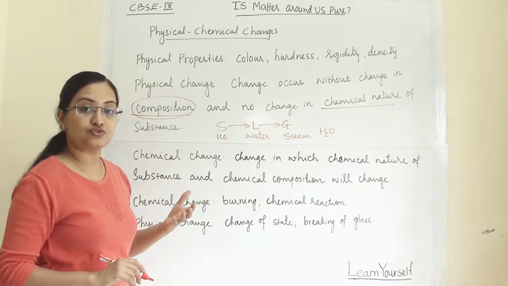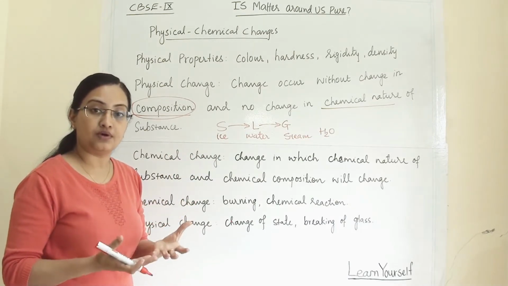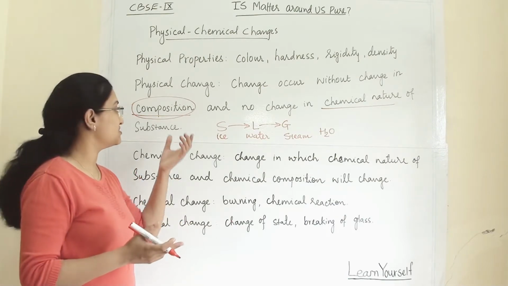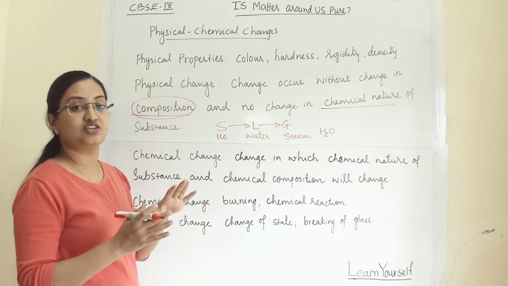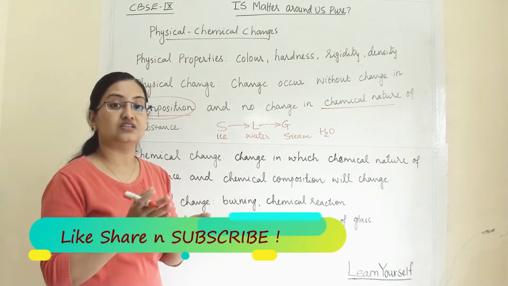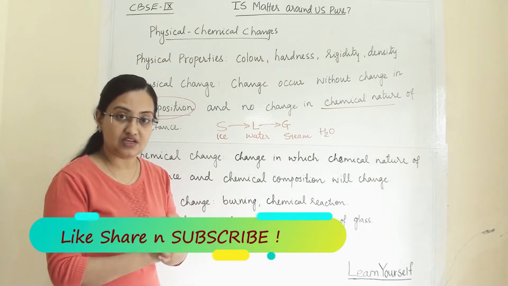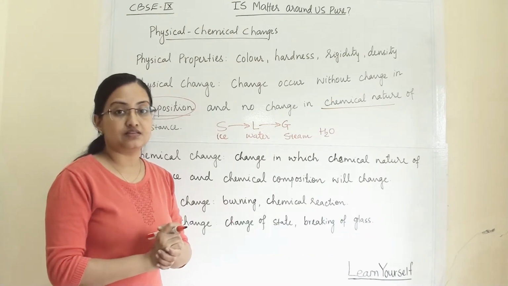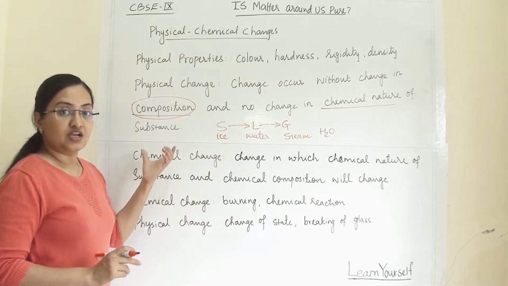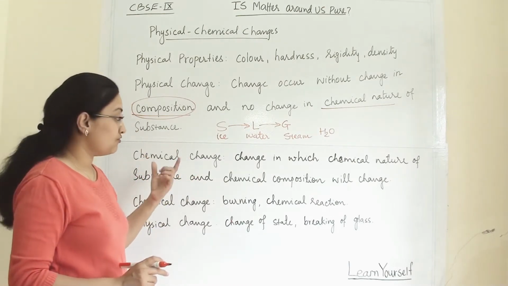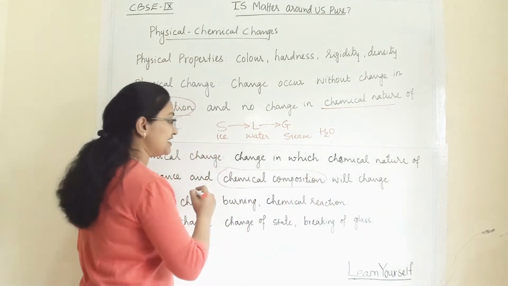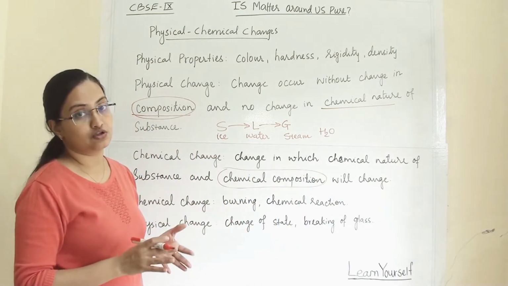We can also say that tearing of paper, breaking of glass, all this change comes under physical change because we are changing only its shape. Its physical nature will change but it will not affect its chemical composition and its characteristic properties. Now, what is a chemical change? Chemical change is a change where the chemical composition of the substance will change and its chemical property will also change.